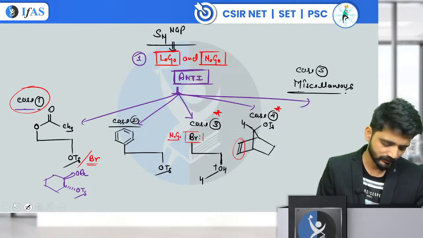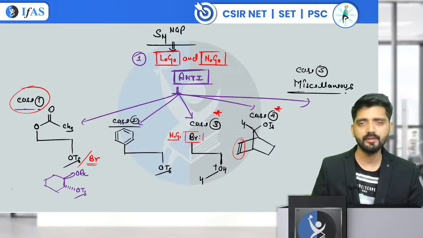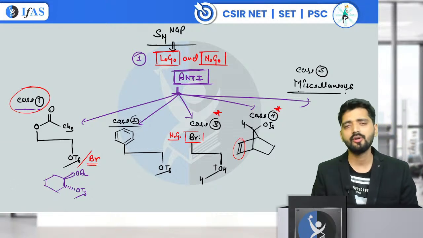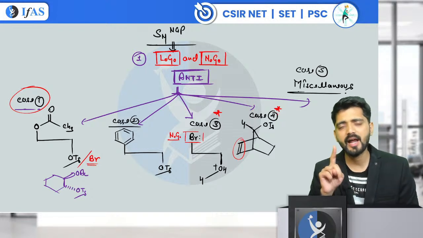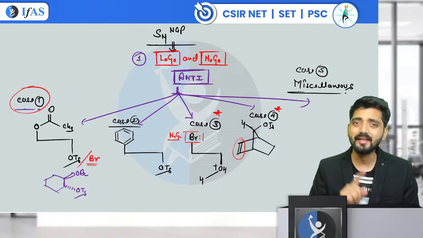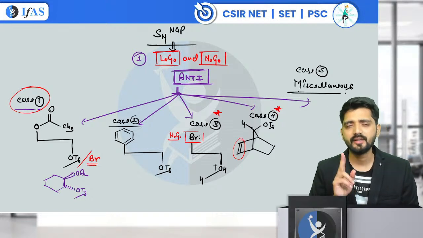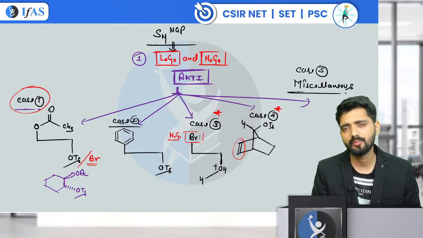We have discussed that. Then in yesterday's lecture we started with neighboring group participation. We saw there are two necessary conditions. First, the neighboring group and the leaving group should be anti to each other. Then only the neighboring group participation reaction will proceed.